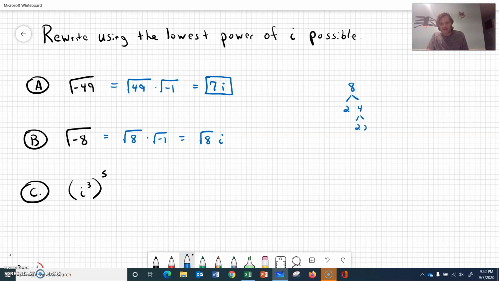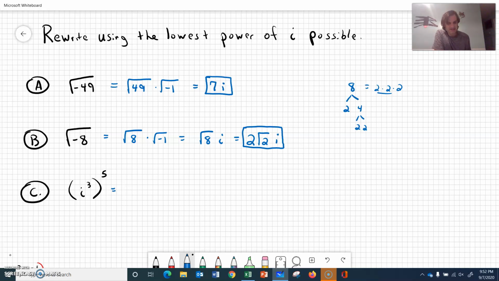and 4 is 2 times 2, so 8 is 2 times 2 times 2, so there's a pair of 2's. So we can pull a pair of those 2's to the outside, leave one under, and then with the i. So the square root of negative 8 could be 2 times the square root of 2 times i.